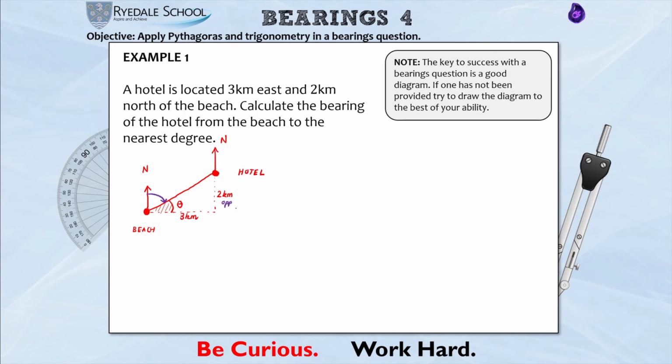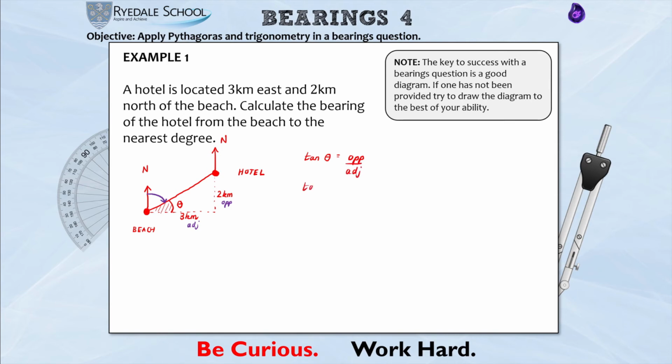The 2 kilometers is opposite my angle, and the 3 kilometers is the adjacent. You will find today, for the most part, you will be using the tan function that involves opposite and adjacent. So let's work out theta. Well, we know that tan of theta is opposite over adjacent.